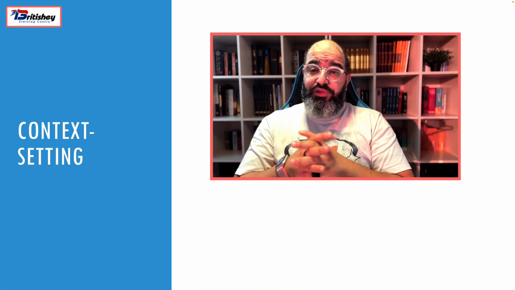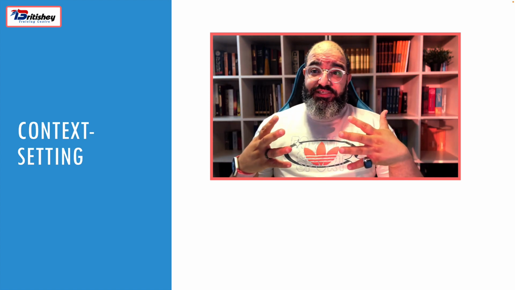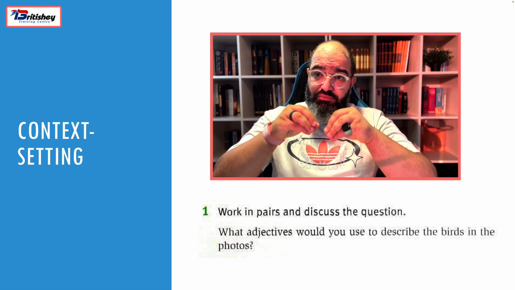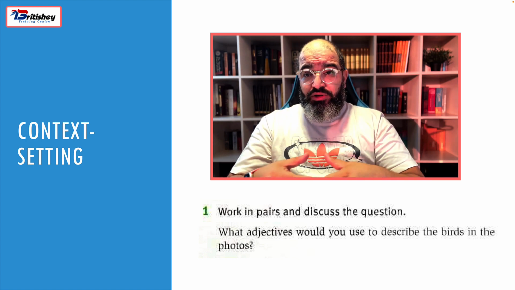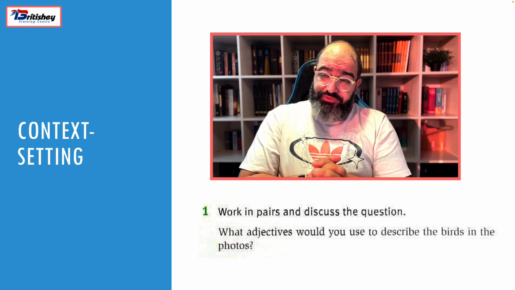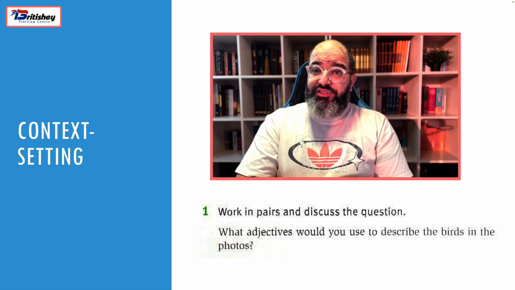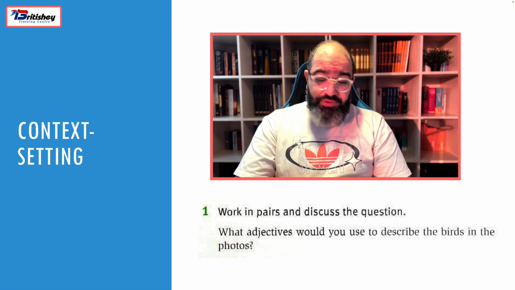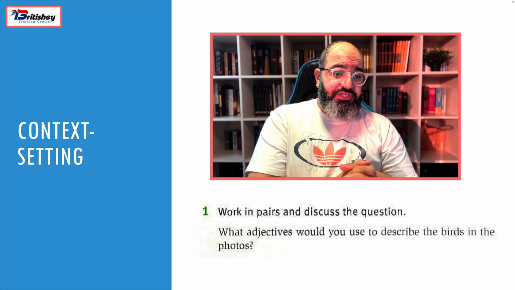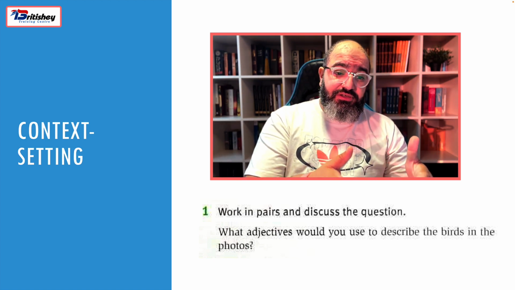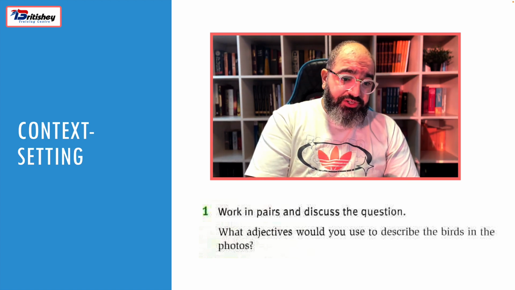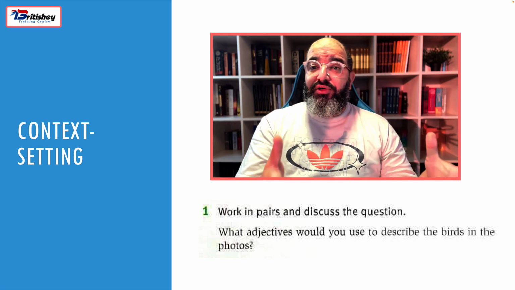Now, time for the context setting. Again, we said that in the context setting stage, we try to focus more on the topic of the passage or the listening text. For that purpose, I used the idea in the course book. So as you see, work in pairs and discuss this question: What adjectives would you use to describe the birds in the photos? That was the idea in the course book, and let's see how I did that.